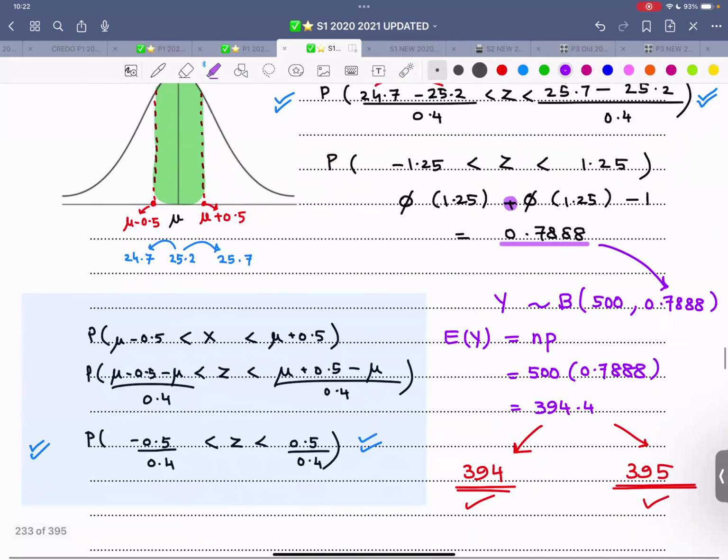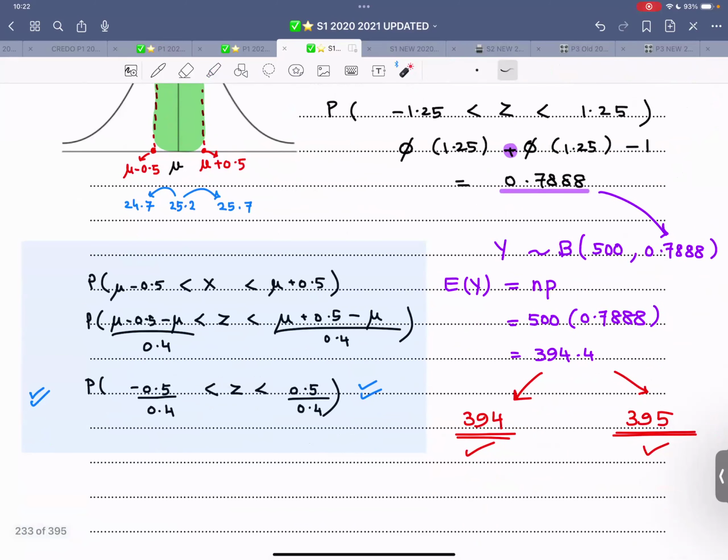Now it's asking for expected value. So out of 1, this is 0.7888, out of 500, it's X. This is direct cross multiplication, and you get this answer. Either round it down or round it up. Both are acceptable. Over here, what have I written? Technically, this is binomial. So Y, another variable, follows a binomial distribution. There are 500 rods, and this is the probability of success, and this is the expected value, expectation.